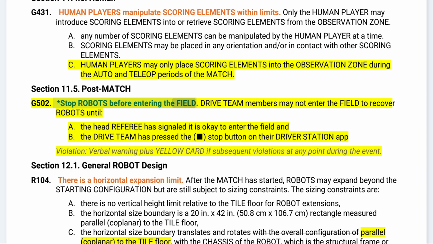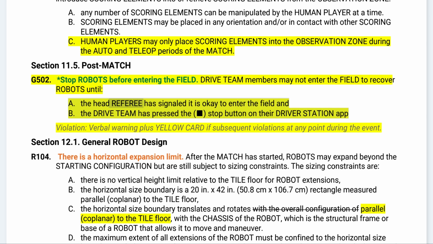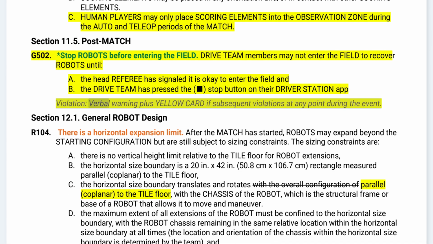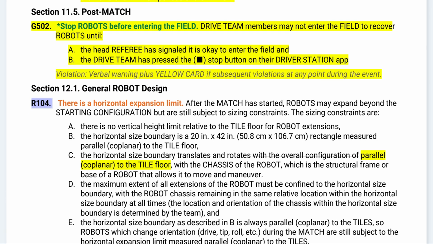Section 11.5. Post-match. G502. Stop robots before entering the field. Drive team members may not enter the field to recover robots until A. The head referee has signaled it is okay to enter the field, and B. The drive team has pressed the stop button on their driver station app. Violation: verbal warning, plus yellow card if subsequent violations at any point during the event. Section 12.1. General robot design, R104.